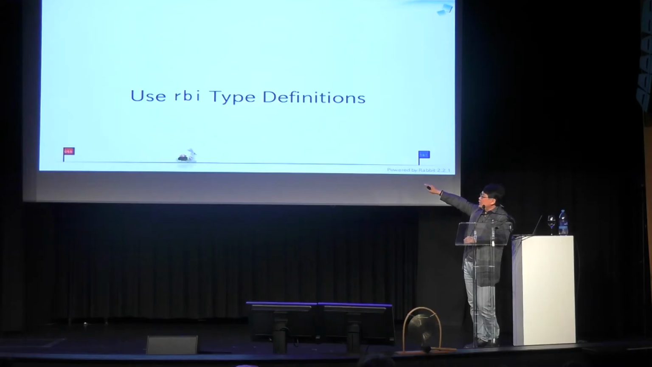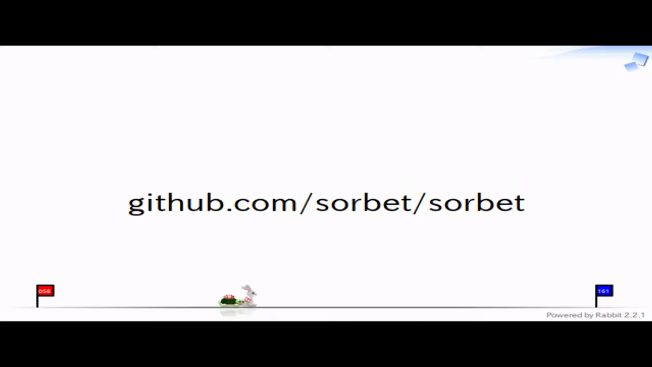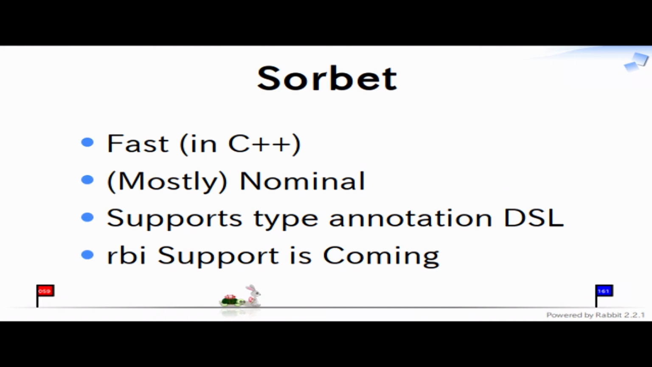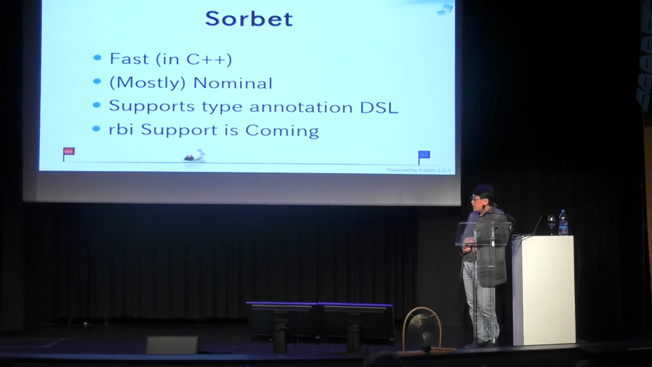Those static type checkers theoretically use the RBI type definitions. Then they have different characteristics. Sorbet, you can see on GitHub. Is this the correct URL? I'm not sure. And you can Google Sorbet from Stripe. Okay, the Sorbet type checker is pretty fast. It's totally written in C++, and even the Ruby parser is written in C++. And the type system is mostly nominal, and it supports type annotations, a type annotation DSL.